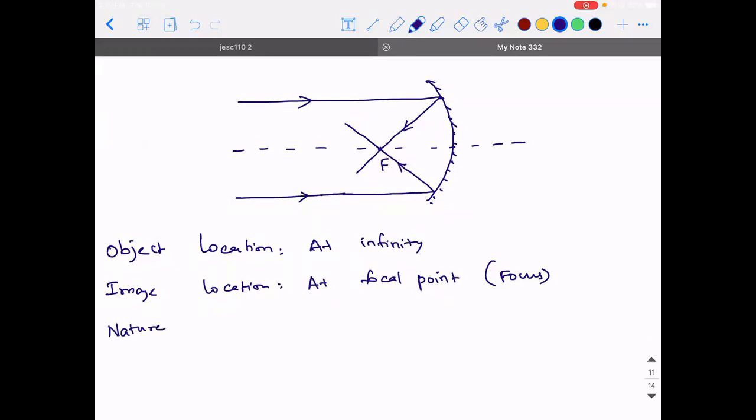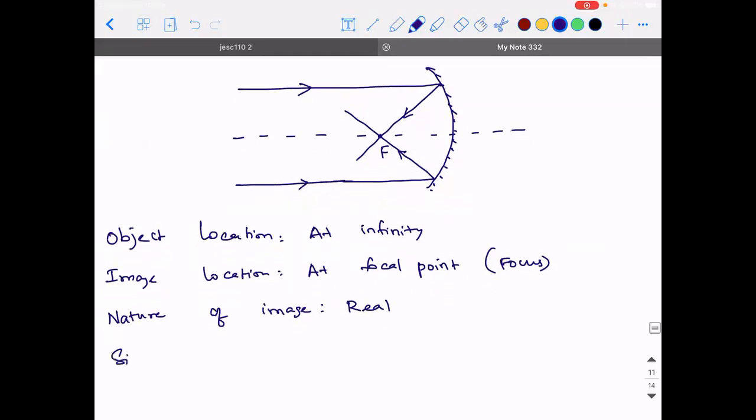Nature of image. What will you say the nature of image is? Is it real or virtual? Sir, real, sir. It is real because those two reflected rays are actually meeting. That is why it is real. It's a real image. Nature of image is real. Then size of image is what? What is the size of image? It is highly diminished.